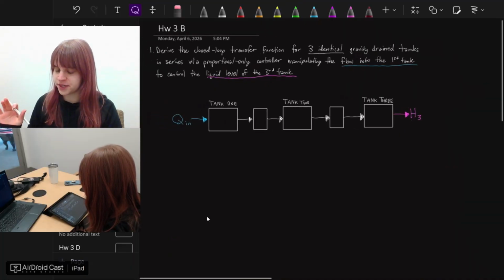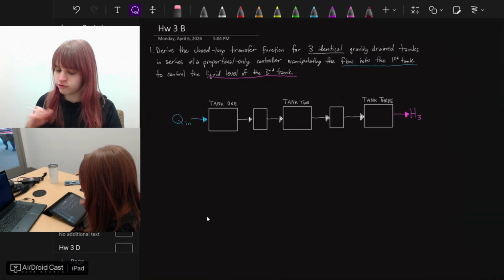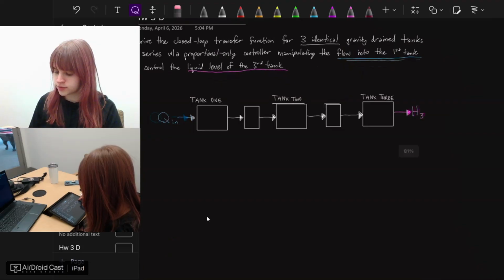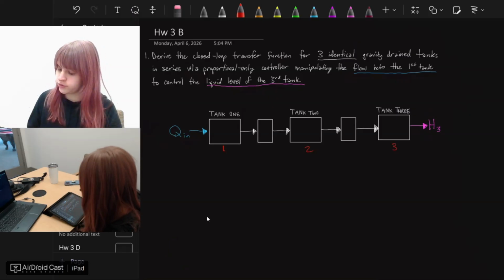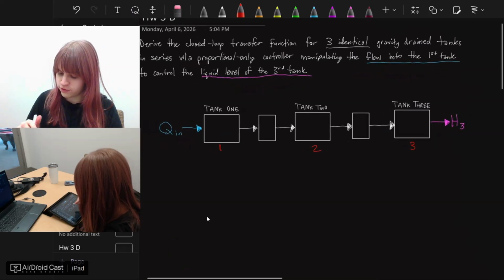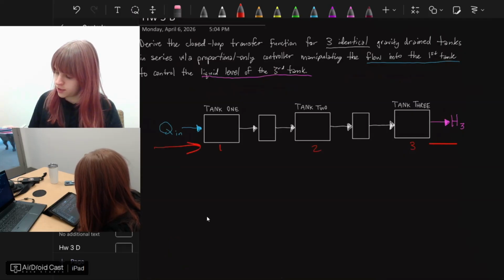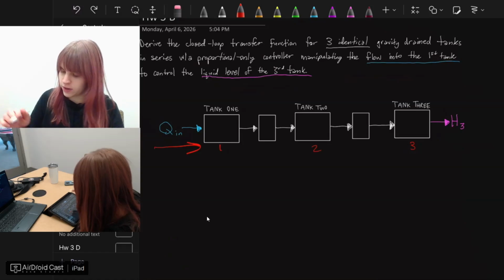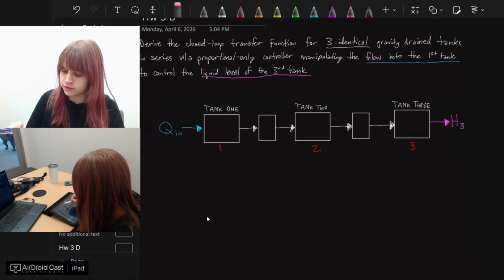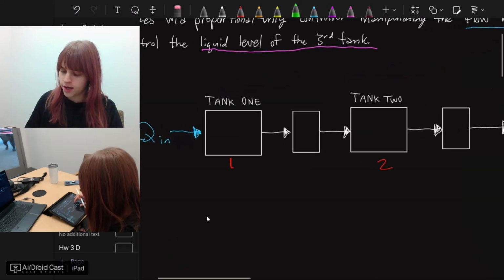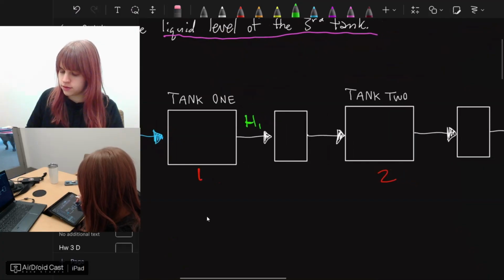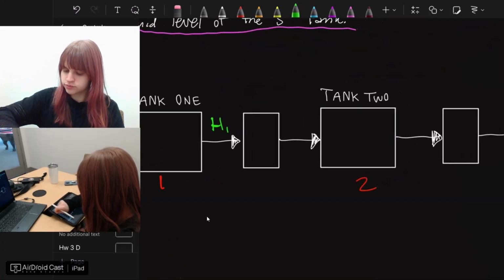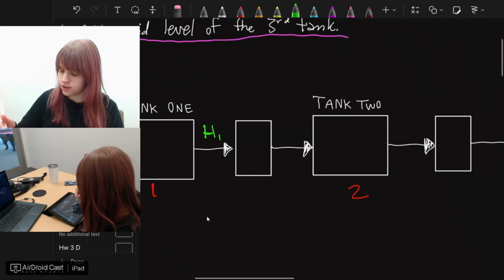To make sure that I wouldn't forget the diagram this time, beforehand I just went ahead and made this blank slate diagram. But as you can see, we have our 3 tanks, 1, 2, 3. We have our flow rate going in and our height coming out, which we talked about in part A, but for 1 tank. Coming out of tank 1, we will have an H1, that's the height of the liquid water in tank 1, flowing into the next tank.